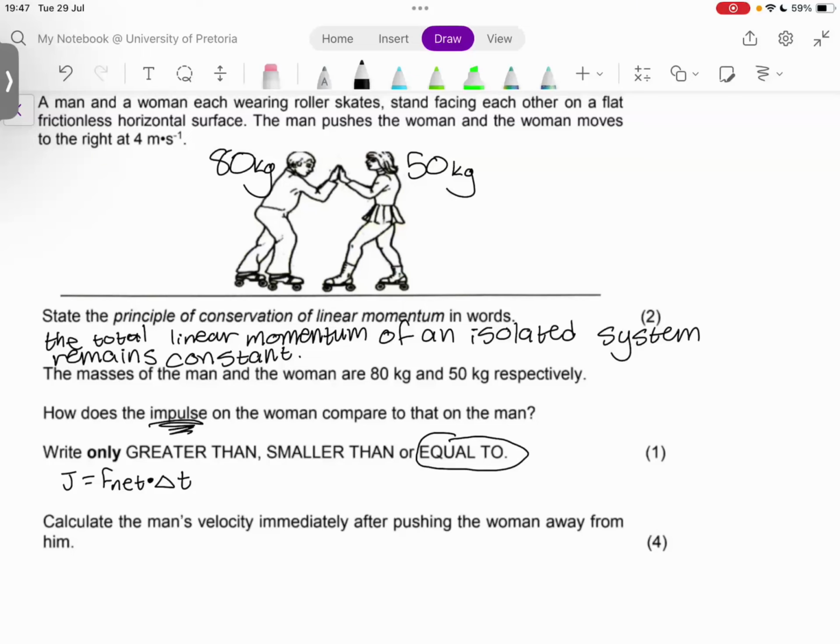This was a very big shocker. And I think the reason why this confused you guys is that this would only apply to momentum and not impulse. Momentum is dependent on the mass of the individual object as well as its associated velocity, whereas impulse is dependent on the net force and the time that the force acts over.